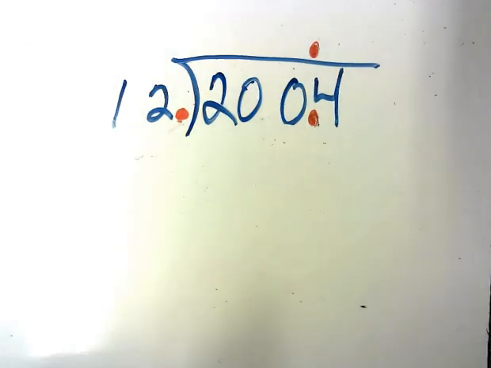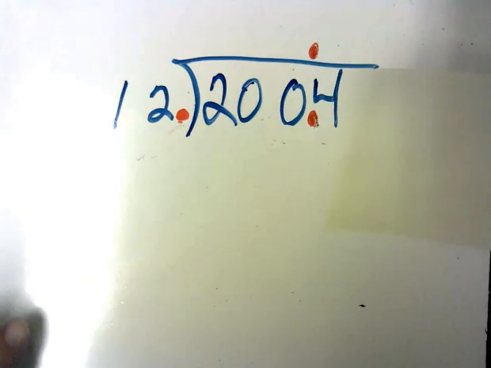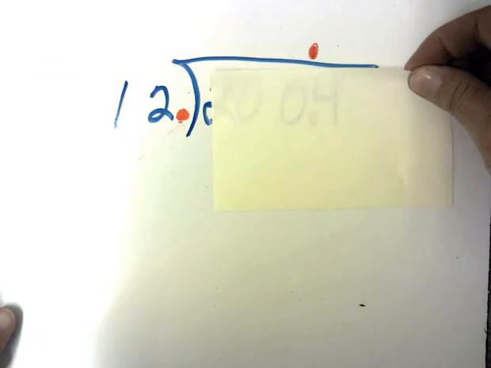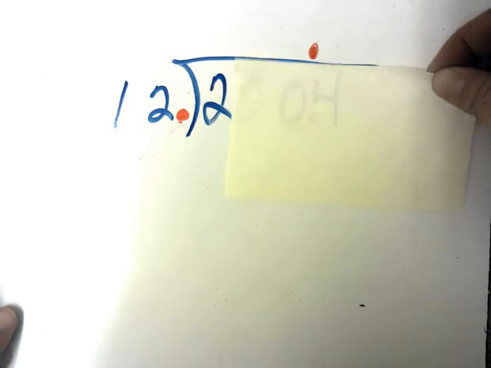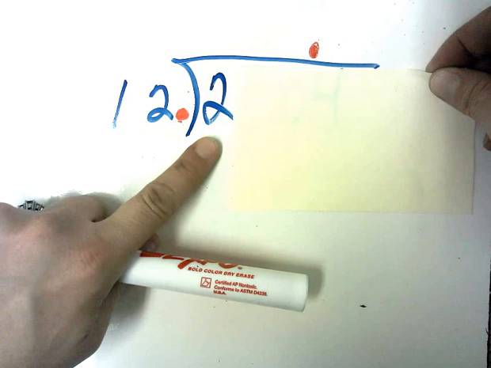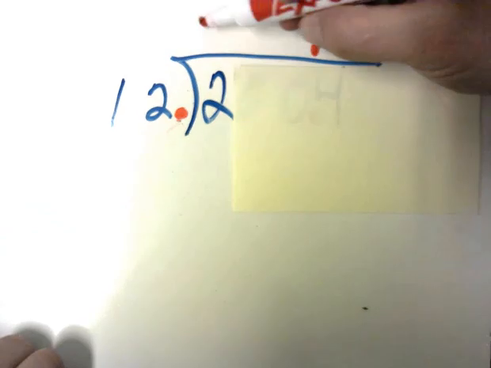I'm going to cover this up with sticky notes, same thing we do in class. We're going to look at it one digit at a time. I ask myself, can I get a group of 12 out of 2? No, I can't. I'm just going to put an X here, and that will also help me remember my multiplication step that's coming up in a minute.